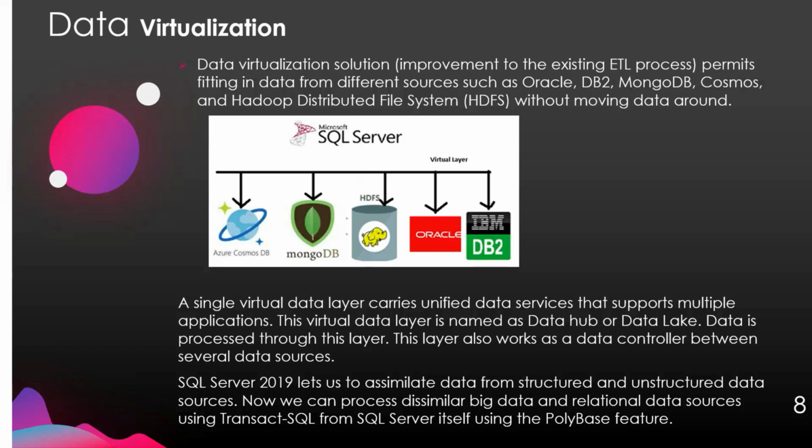SQL Server 2019 again lets us assimilate data from structured as well as unstructured data sources. So it can consume data from both sources. It's not within the boundary of structured data anymore. Now we can also process dissimilar big data and relational data sources using Transact-SQL from SQL Server itself, using the PolyBase feature, which we discussed in the previous two slides.